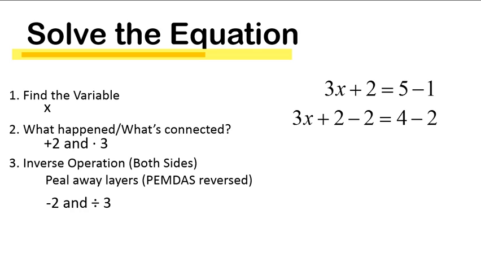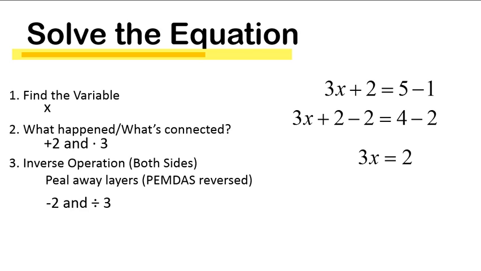So in this step, we're going to subtract 2 from both sides of the equation. Notice I changed the 5 minus 1 to being 4, as I stated before. So we're subtracting 2 from both sides of the equation. That keeps this balanced. Let's do it. 2 minus 2 is 0, leaving us with 3x on the left side, and 4 minus 2 is 2 on the right side. Now we have a pretty simple equation.